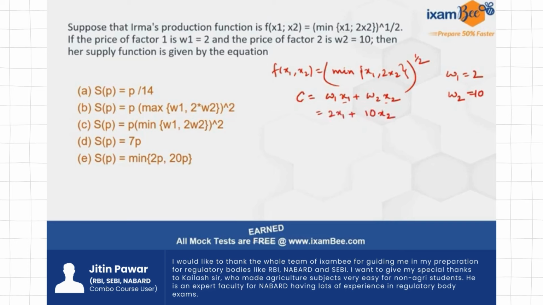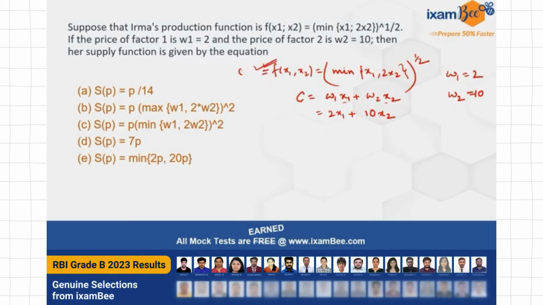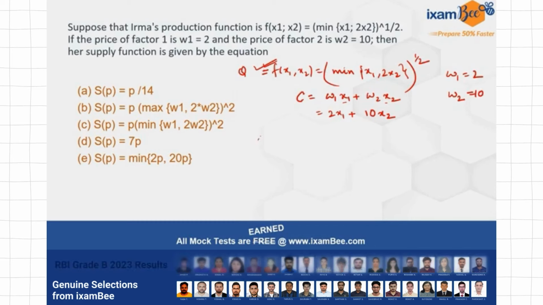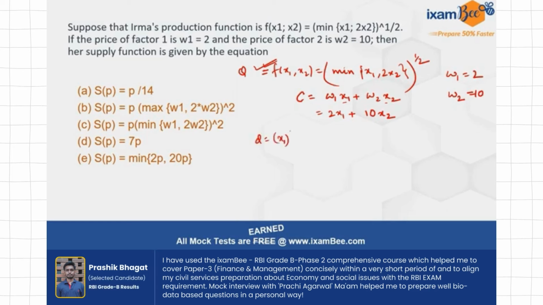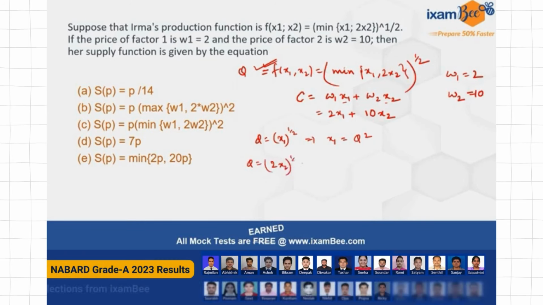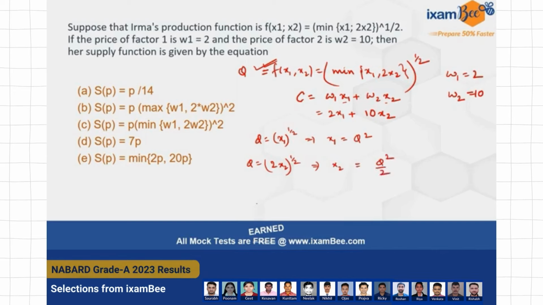Now we are going to see how we replace x1 and x2. For that we will use the production function. This can be written as Q, output. Now see, if it's the minimum of these two, one of them has to be the minimum. Suppose x1 is the minimum, so I can write Q equal to x1 raised to the power half. This implies x1 is equal to Q squared. Similarly, if 2x2 is the minimum, then Q will be equal to 2x2 raised to the power half. This implies that x2 will be equal to Q squared divided by 2, right?